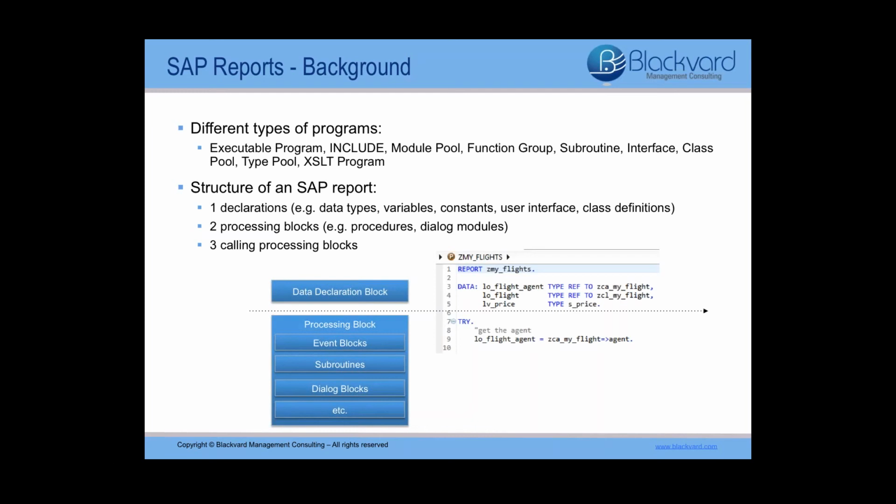From line 6, beginning on line 6 or 7, you see there you have the processing block. And this processing block contains procedures, or it can contain dialog modules. In this case, we have just the beginning of a try-catch block for exception handling. And in line 9, we do something simple, like we just assign the agent attribute of the agent class to our local object agent.